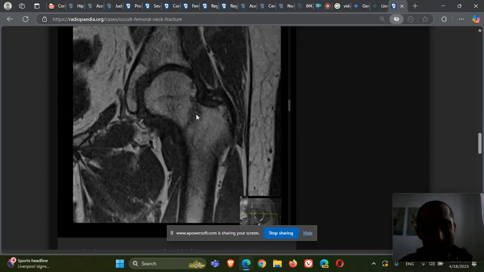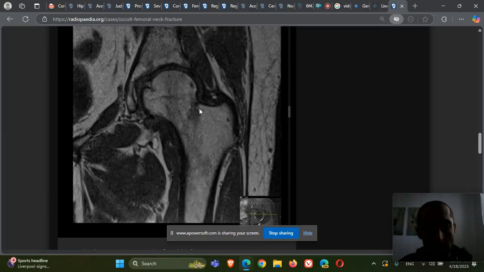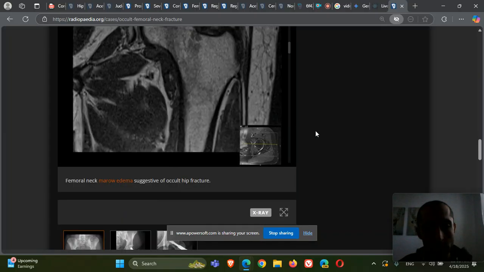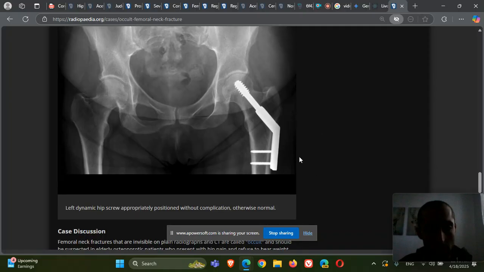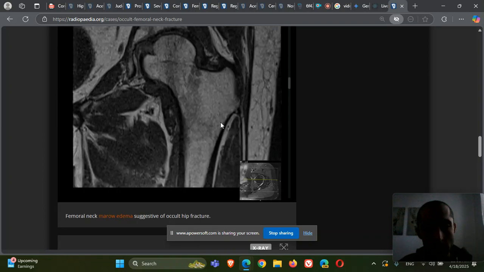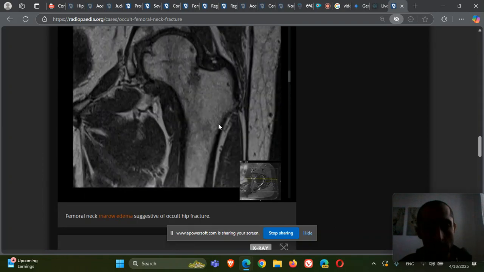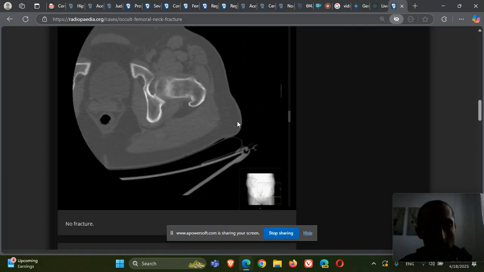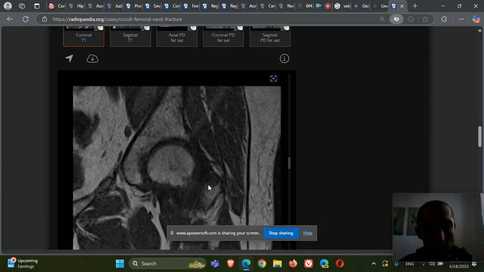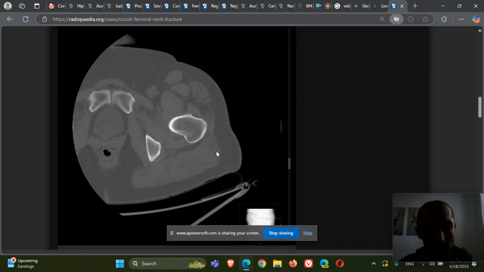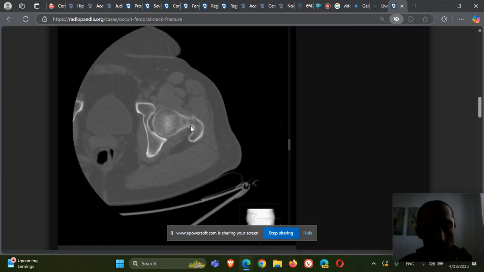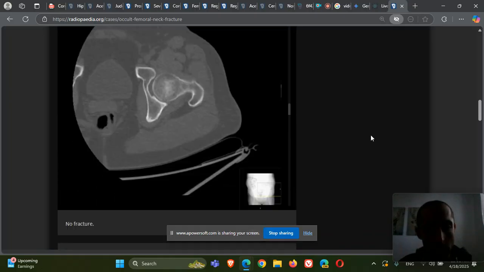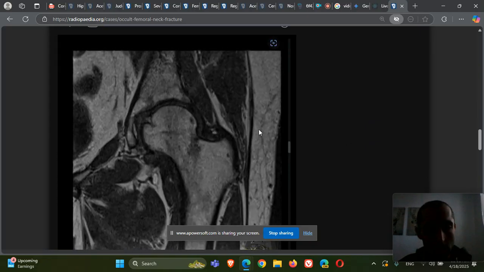This is the edema, and probably there is a fracture right over here. You can see that it went to get a left dynamic hip screw, but you can see how easily you can miss this fracture right over here. When you are looking, even on CT, it's quite difficult. Maybe this is the fracture. No, it's more proximal. Maybe this is the fracture. It's quite hard. And this is probably the left.